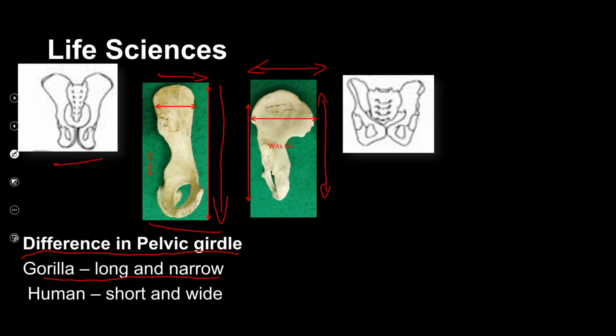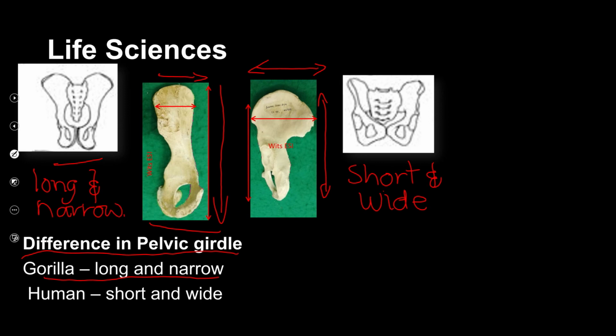So the important terminology here, when we describe the differences, we say shorter, so it's short and wide. We must use those words when we describe the human pelvis. When we talk about an ape pelvis, we talk about it being long and narrow. Okay, so those are important terminology. So when we answer these kind of questions in the exams, it's very important that we use the correct terminology.